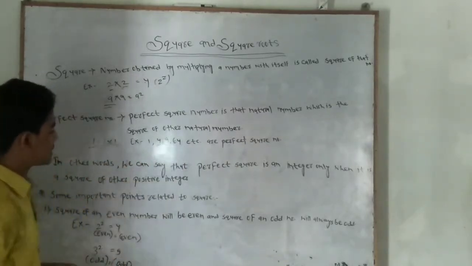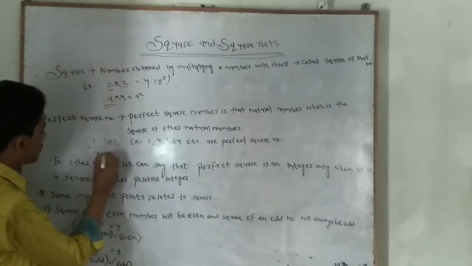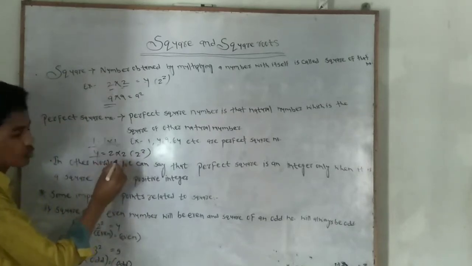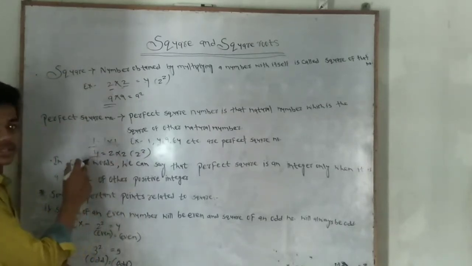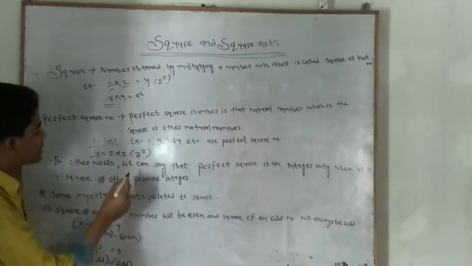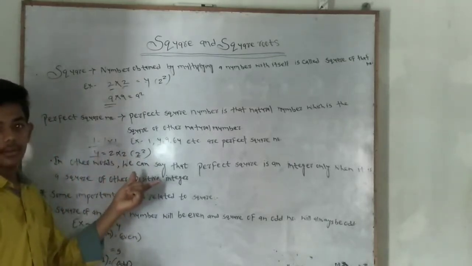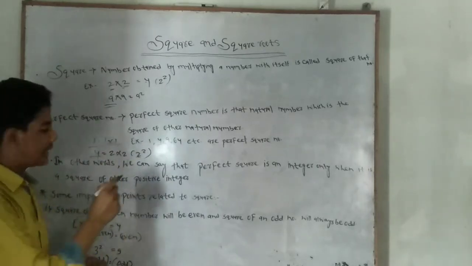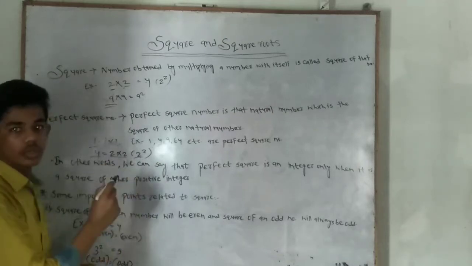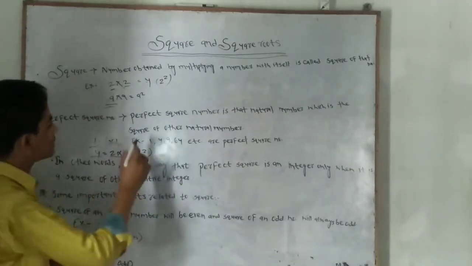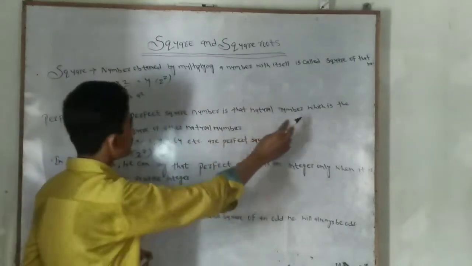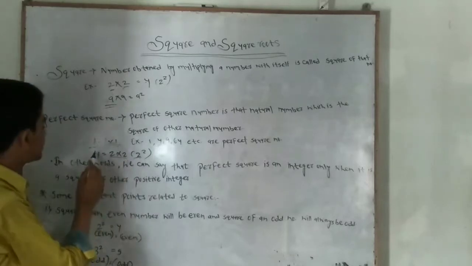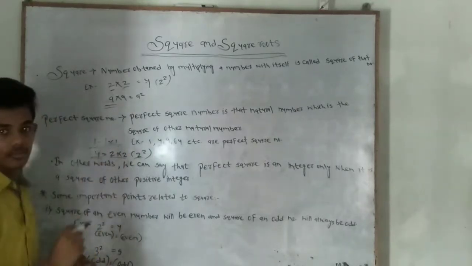Now the next example I would like to give is 4, which is equal to 2 into 2, or 2 square. When we multiply 2 into 2, we get the result 4. It means 4 is the perfect square of 2. These numbers we are multiplying are also natural numbers, and in the definition we look for the square of another number. When we multiply, we get the result, and that is a perfect square.